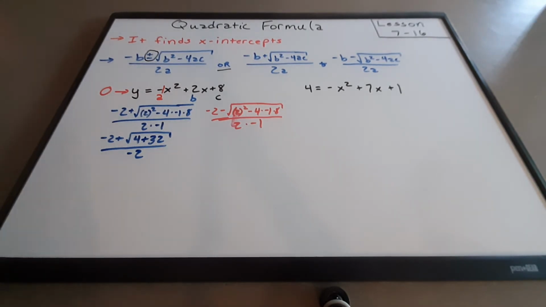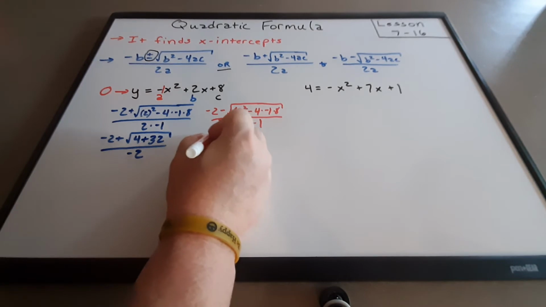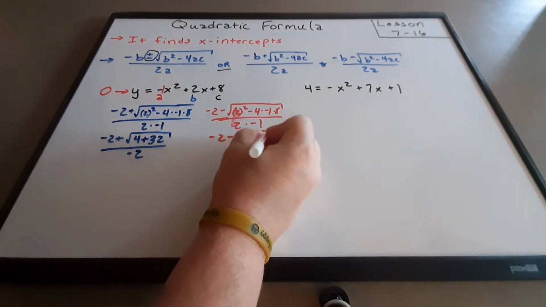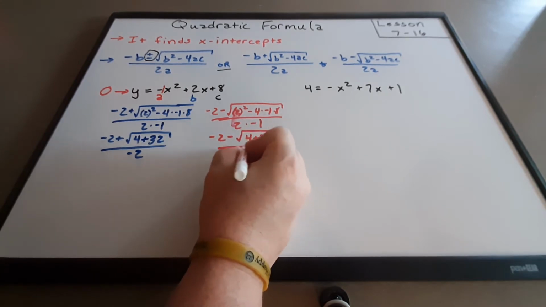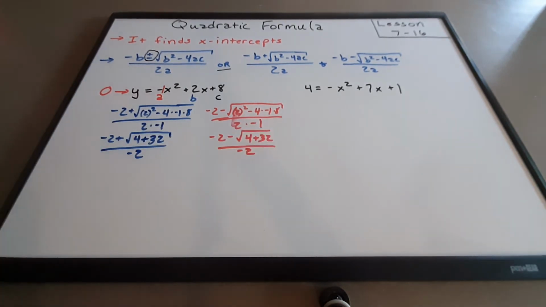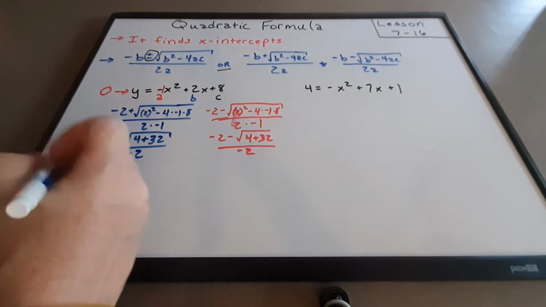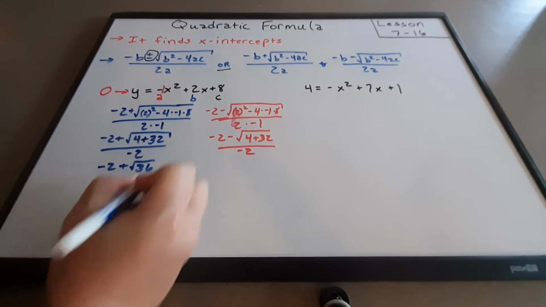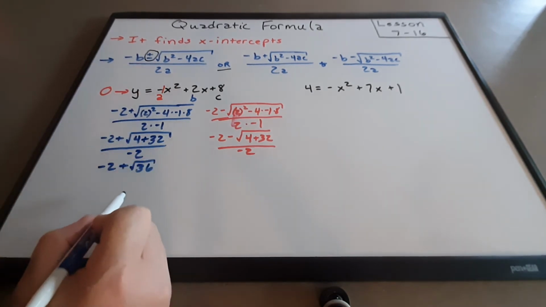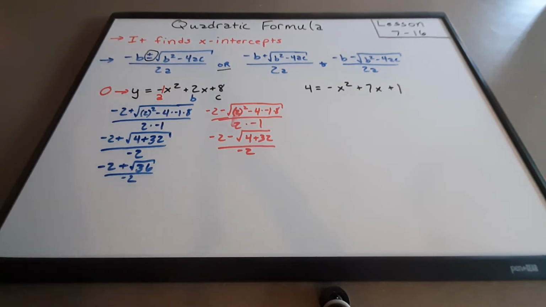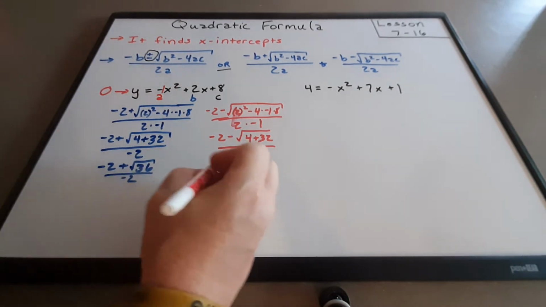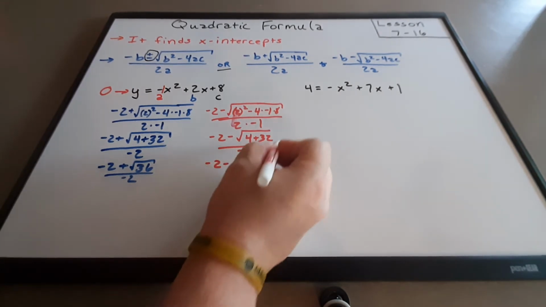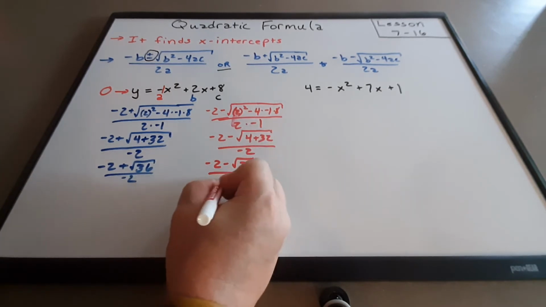We're going to rewrite the exact same problem just with a subtraction sign: negative 2 minus the square root of 4 plus 32 over negative 2. We're then going to go on to this addition: negative 2 plus the square root of 36. 4 plus 32 is 36, over negative 2. Again, rewrite with subtraction: negative 2 minus the square root of 36 over negative 2.